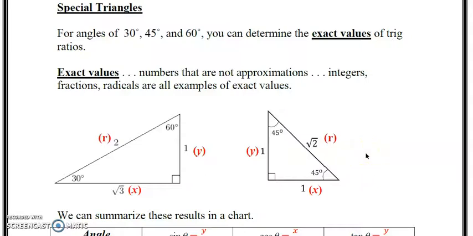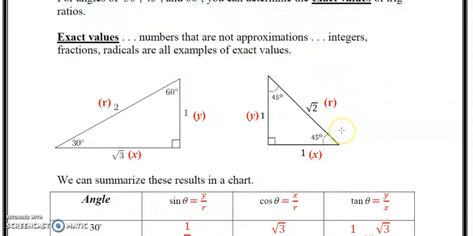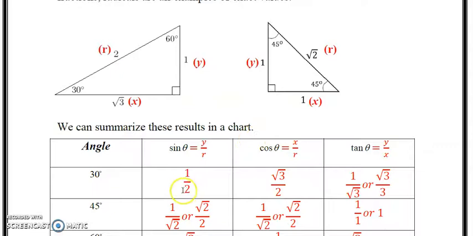Alright, so remember, when we talk about exact values, this is no decimals. These are integers, fractions, radicals. These are all examples of exact values. So we're going to have some rational numbers here. Basically, we're going to have a numerator and denominator, where the denominator will be your whole number, and the numerator can be irrational. It helps to express these as exact values.